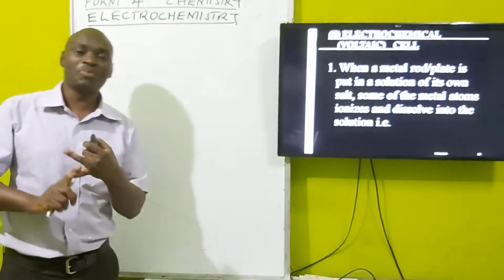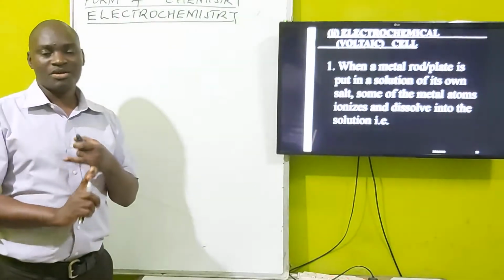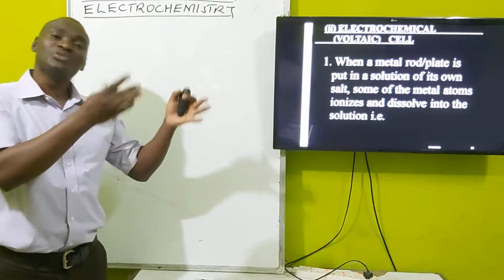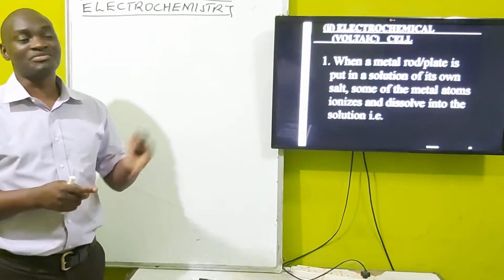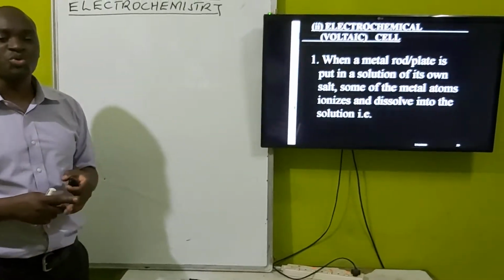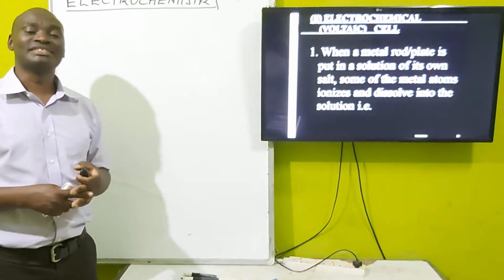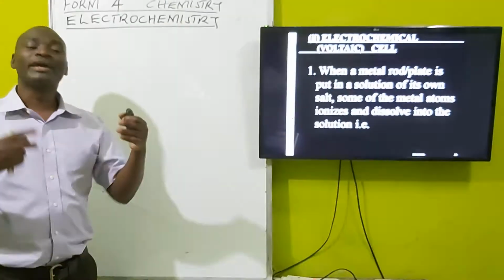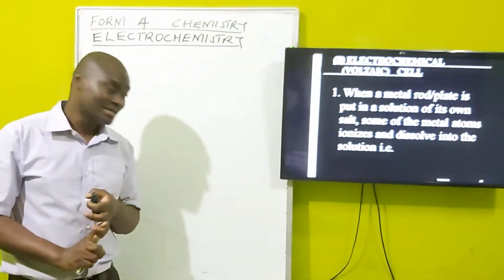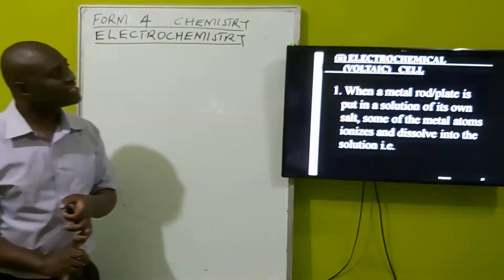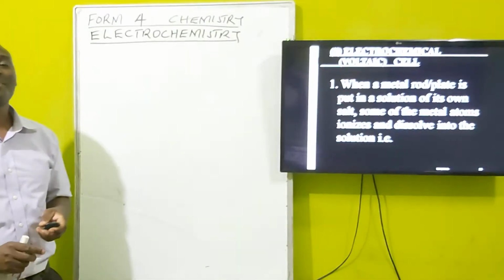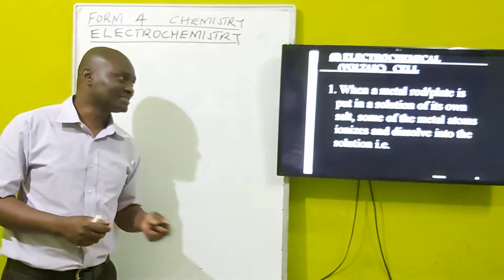Remember, we said that this topic is divided into three parts. One is redox reactions, which we have now cleared. We are going to apply those redox reactions that we learned earlier in this second part, which is electrochemical cell. And then later we look at electrolytic cell. Now, what is this electrochemical cell? We must start by understanding what a half-cell is.